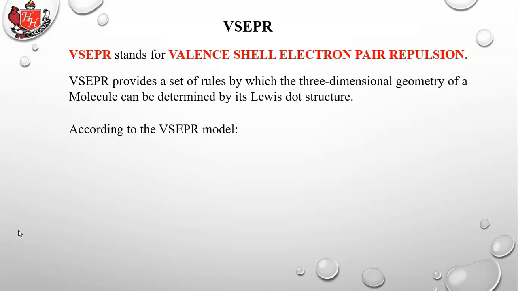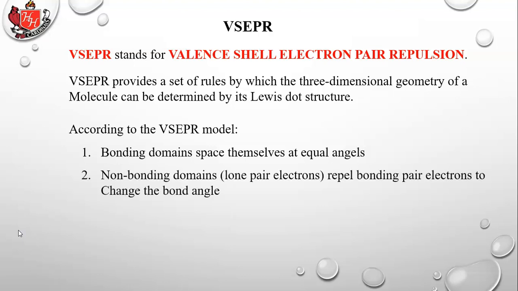According to the VSEPR model, bonding domains space themselves at equal angles, and non-bonding domains, lone pairs, repel bonding pair electrons to change the bond angle. So we're going to see what all of that means.